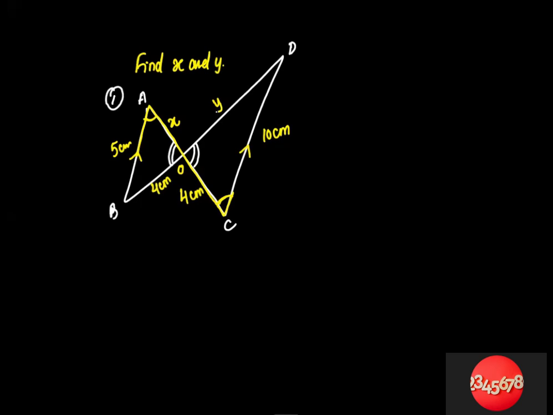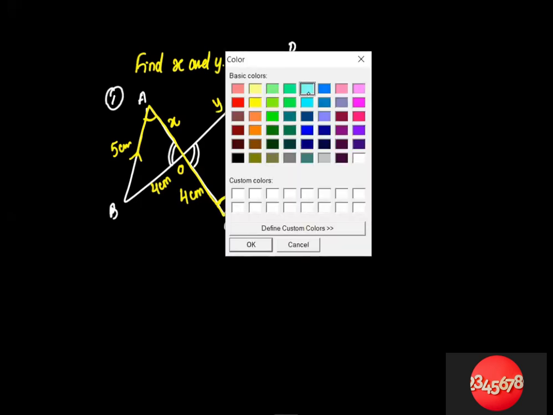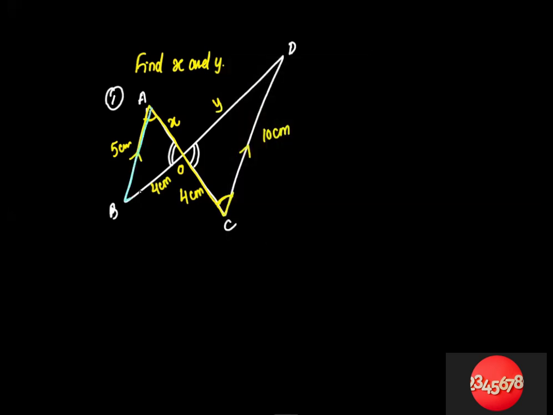Let's see. Whenever we have to show two triangles similar, what do we do? We always write their names first. What is the first triangle? ABO. Yes, in triangle ABO, and triangle DOC. You can write in any order. No problem. Right now we can write in any order.